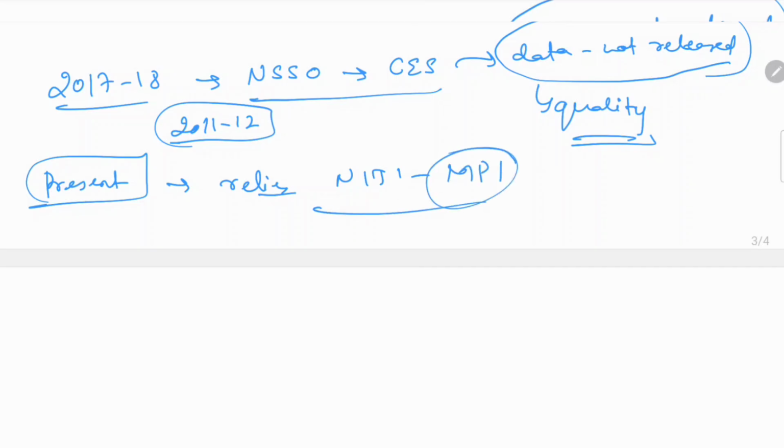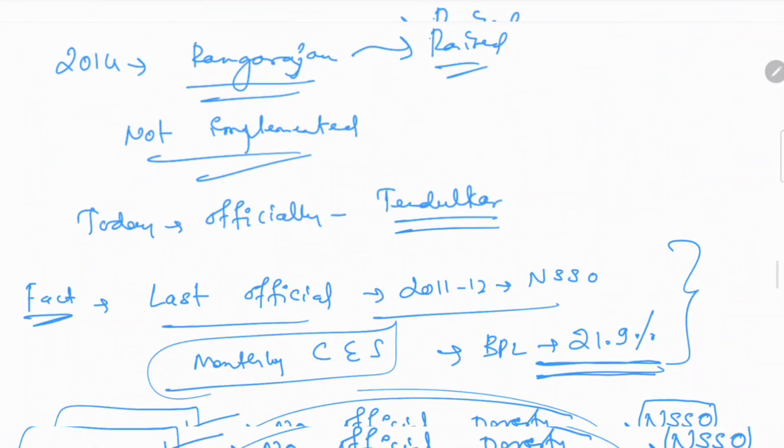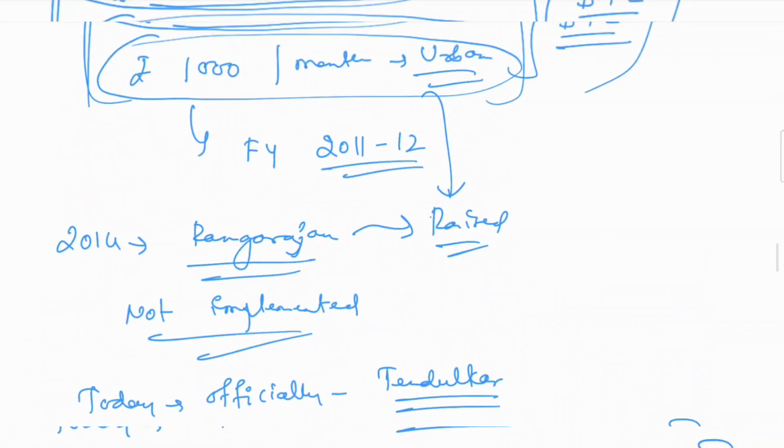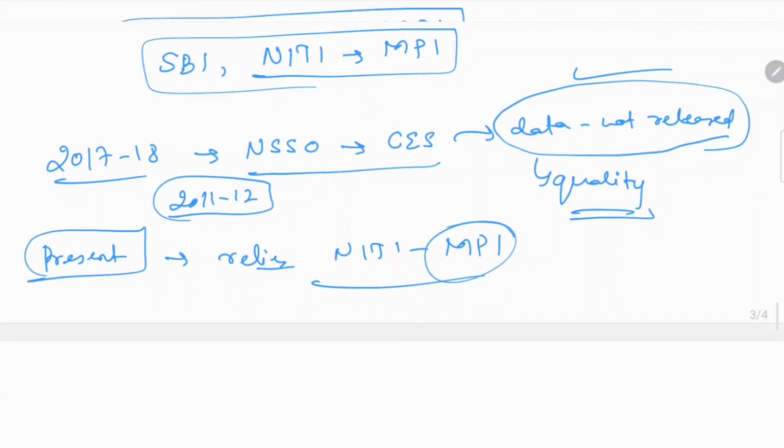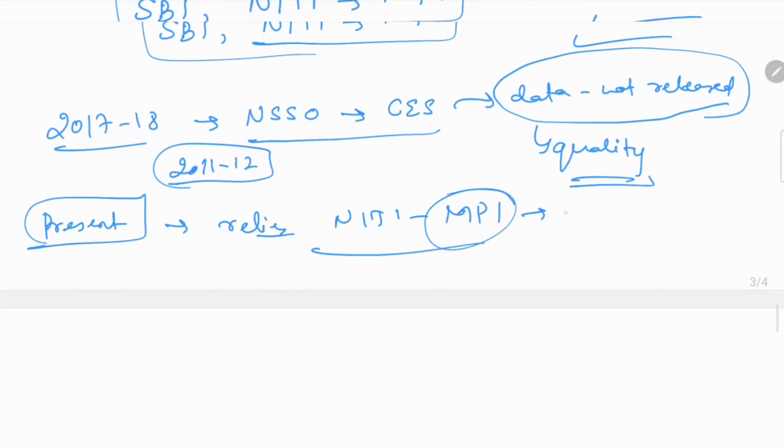So what is this multidimensional poverty index? Before this we have seen that the consumption expenditure was calculated based on the calorie intake for rural and urban, but now Niti Aayog has come up with a multidimensional poverty index, which considers not just food, but also health, education, and standard of living. All these need to be considered to calculate the poverty line.